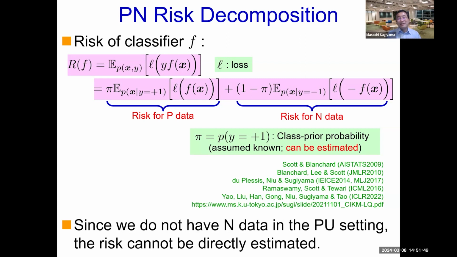And in the worst case, in practice, pi can be regarded as a tuning parameter. If we have some additional validation data, we may choose pi. And at least for that purpose, these previous methods can be used to know the range of pi reasonably.